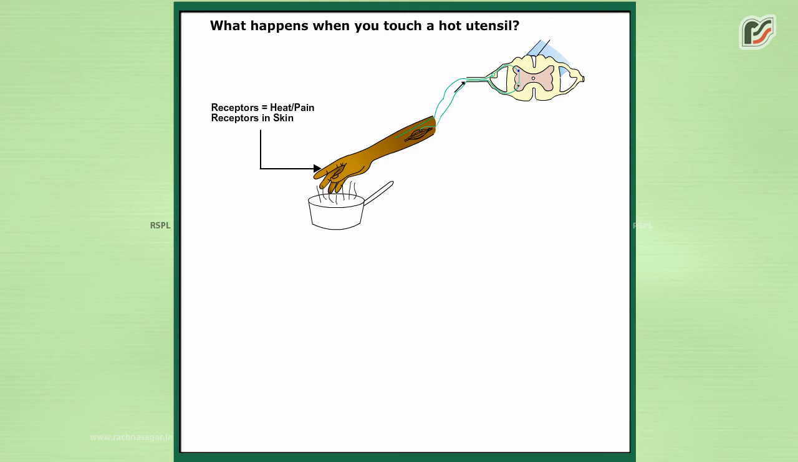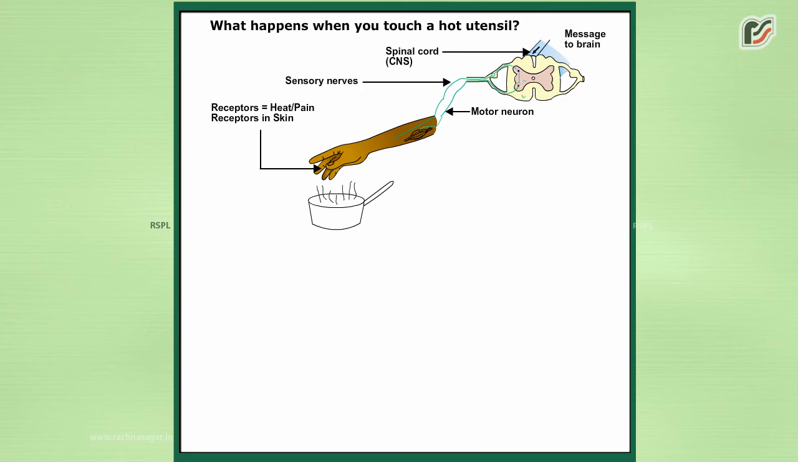This sensory impulse, with the help of specialized nerve called sensory nerves, is transmitted to the spinal cord. In the spinal cord, this impulse is analyzed and interpreted by the neurons, and a motor impulse is set up. This motor impulse, with the help of motor neuron, is transmitted to the muscles of hand. On getting the instruction, the muscle cells contract and hand is pulled away from the hot plate.